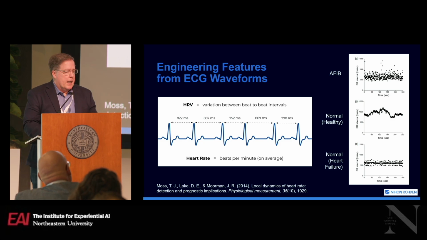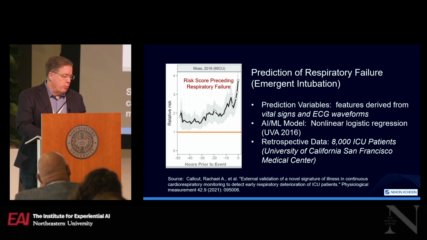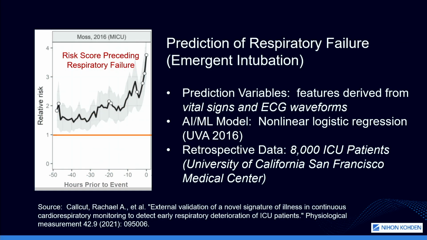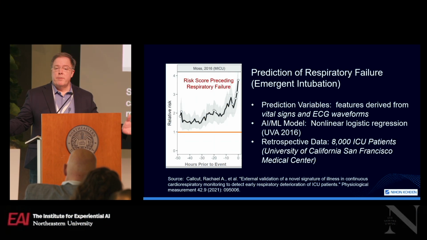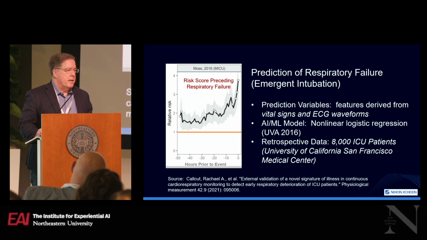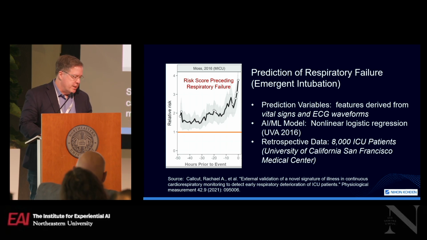So the model that predicts respiratory failure uses heart rate variability and heart rate dynamics in addition to statistical time series features derived from vital signs. The model itself was developed long ago. I mean, this model was developed in 2016 using nonlinear logistic regression, but it was more recently tested on a cohort of 8,000 patients from UCSF. So you can see this is a substantially different cohort, substantially different time frame, and substantially different geographic location.